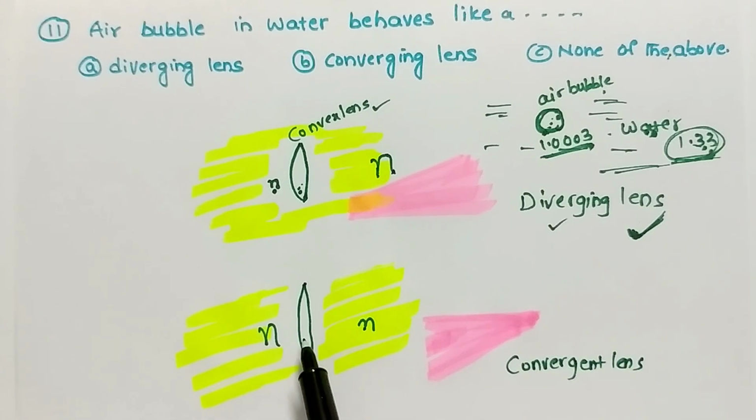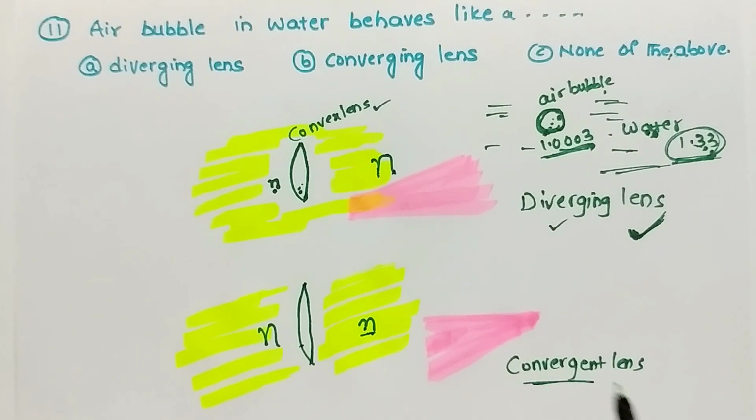So when the convex lens is placed in a medium having a refractive index less than the refractive index of the convex lens, it behaves like a convergent lens.